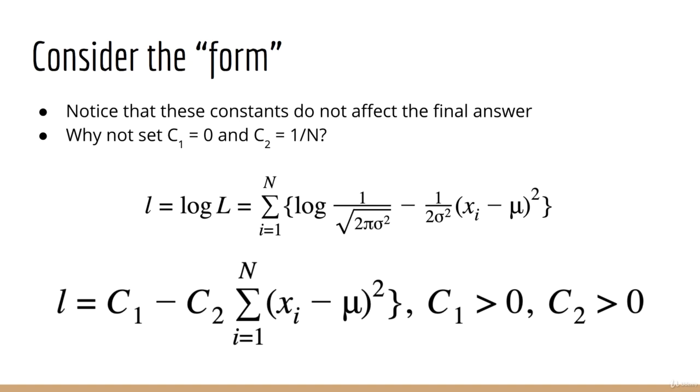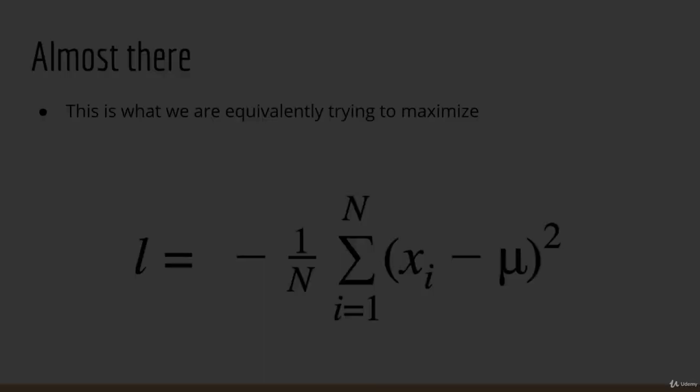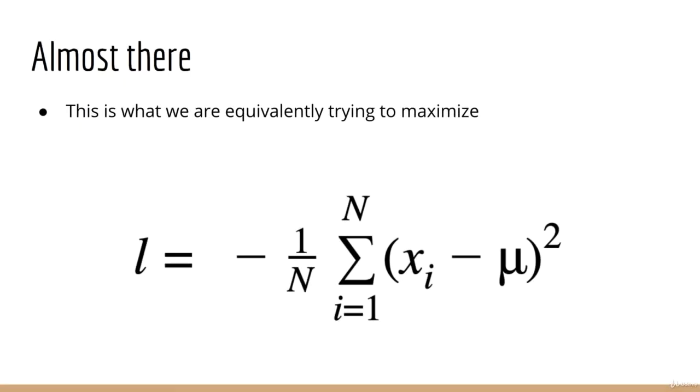Although we do recognize that C2 is positive. C1 is also positive given our old expression, but it actually doesn't matter what it is at all. In other words, they are just superfluous constants. So what happens if we set these constants to convenient values, such as 0 and 1 over n? Well, we get an even more interesting expression. Little l, the thing we want to maximize, is the negative sum of xi minus mu squared.